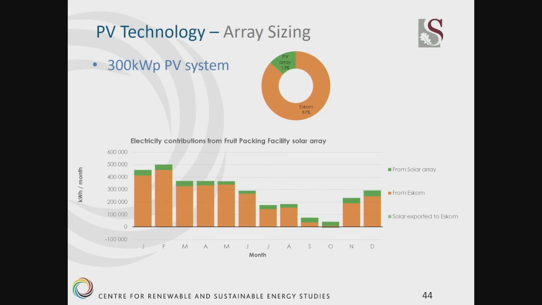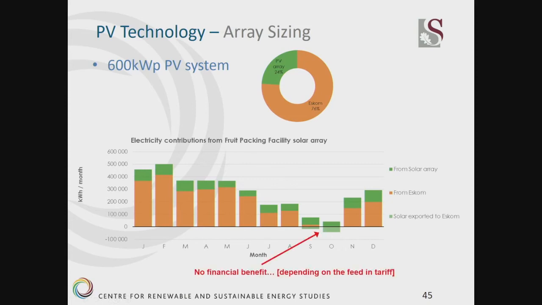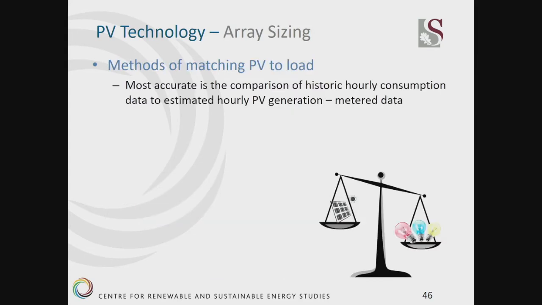Now if we used the same site and we increase the system size to 600 kilowatt peak, we see that in September and October we are now feeding energy back into the grid. Now this might have no financial benefit depending on the feed-in tariff of your municipality or if you have an Eskom tariff. So this needs to be carefully modeled so that you can see what your financial viability of the system will be. So it's very important to match PV to the load.